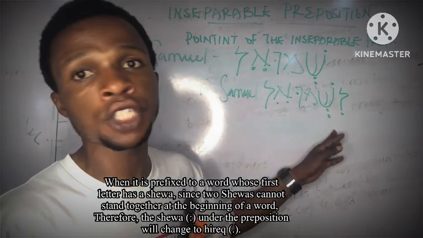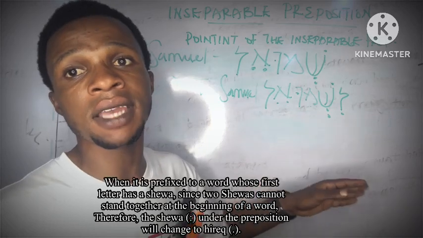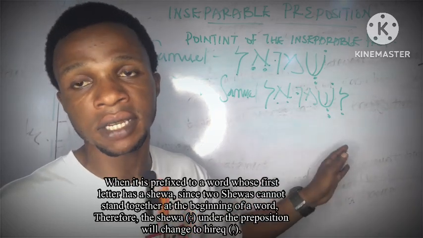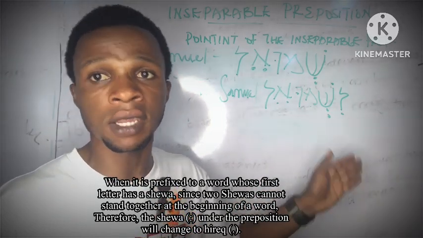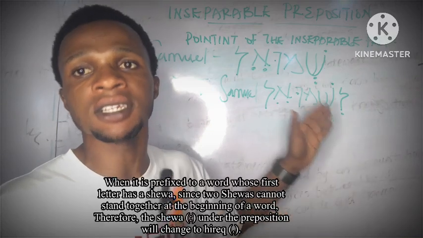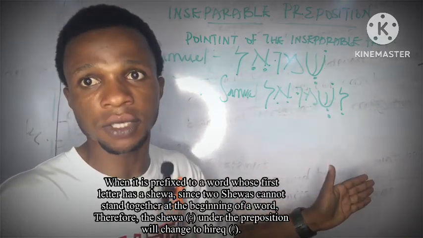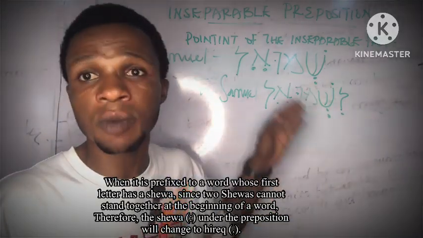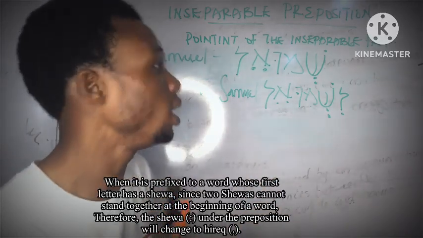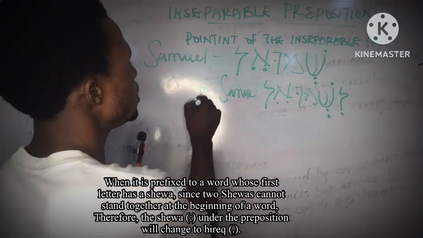Because if you look at the position of the shewa in this case, the shewa is appearing in a closed syllable. And if you study your shewa again, you will see that a shewa that appears in a closed syllable will not be pronounced. It will be silent. So that is why we are pronouncing it as Lishmuel.